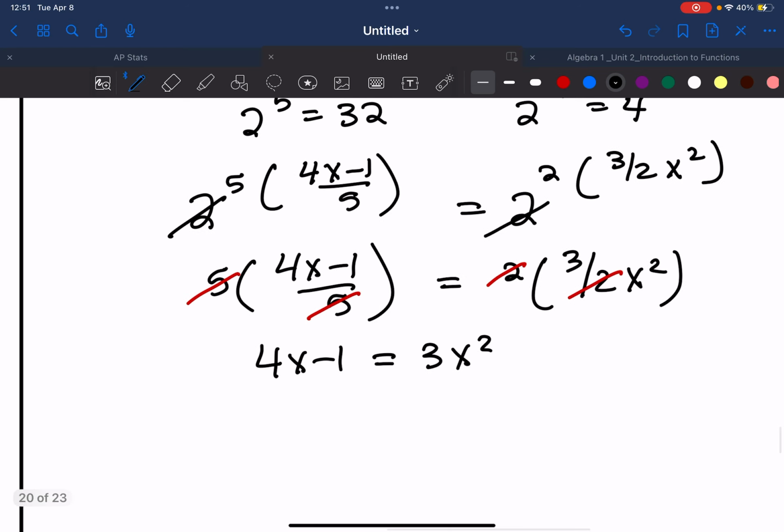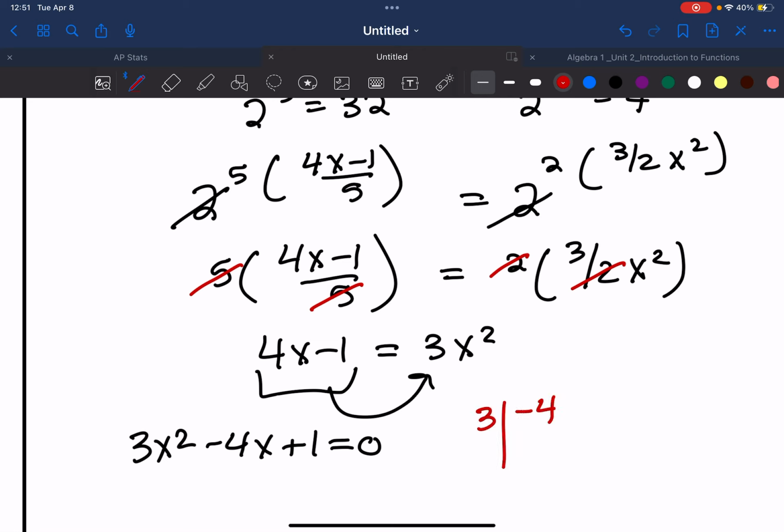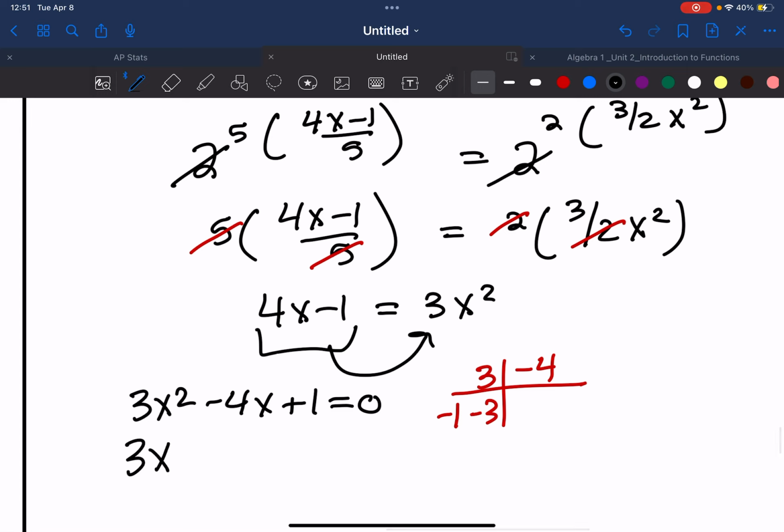Well, since I have an x squared, I know that this is quadratic, so it has to be equal to 0. So I'm going to move these over to the other side, and I get 3x squared minus 4x plus 1 equals 0. So I need two numbers that multiply to 3 but add to negative 4. And those two numbers are negative 1 and negative 3. So I rewrite this as 3x squared minus 3x minus x plus 1 equals 0.